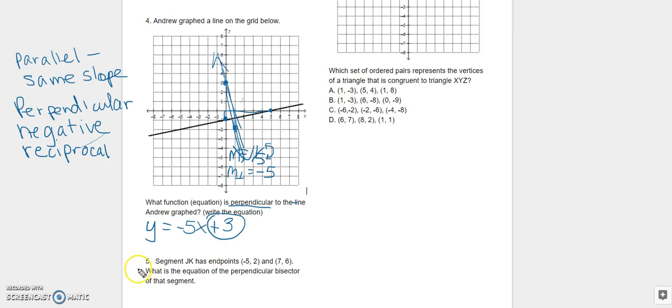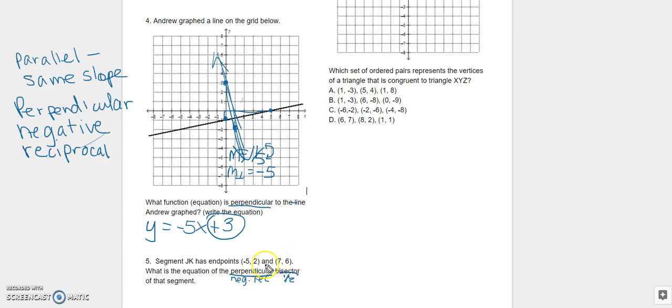Number 5. If segment JK has endpoints at negative 5, 2, and 7, 6, what is the equation of the perpendicular bisector of that segment? Okay, well, perpendicular means it's going to have the negative reciprocal slope. Bisect means it splits it in half.